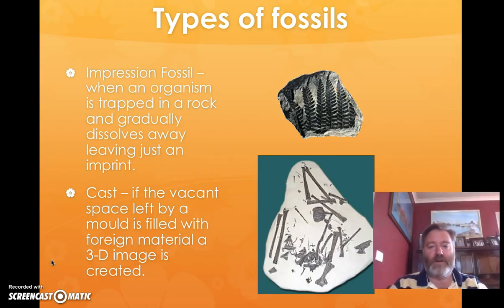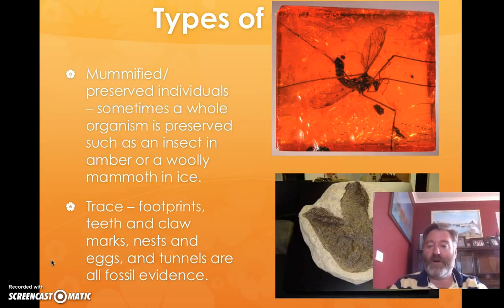So you can see here, an impression fossil. Often plants will leave a sort of a stain, if you like, of their leaf pattern, and that rock shows a lovely fern type there. They can be cast, so here we have a whole lot of bones. Of course, they're not the actual bone at all, but they were a mould for other minerals to fill in where the bone had been.